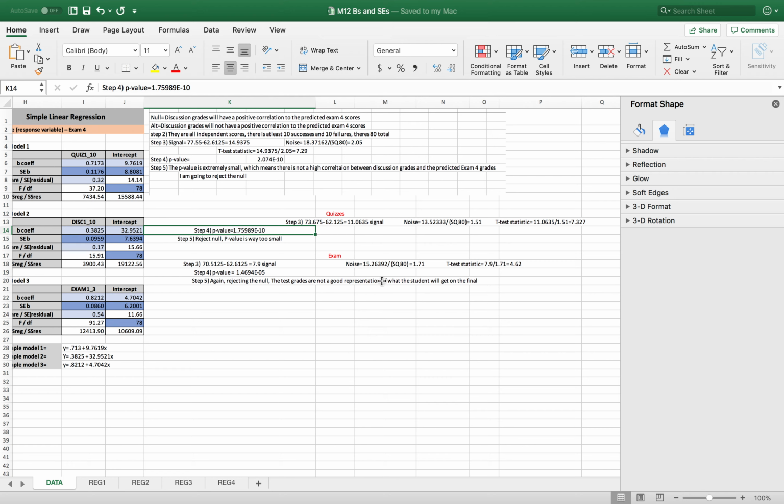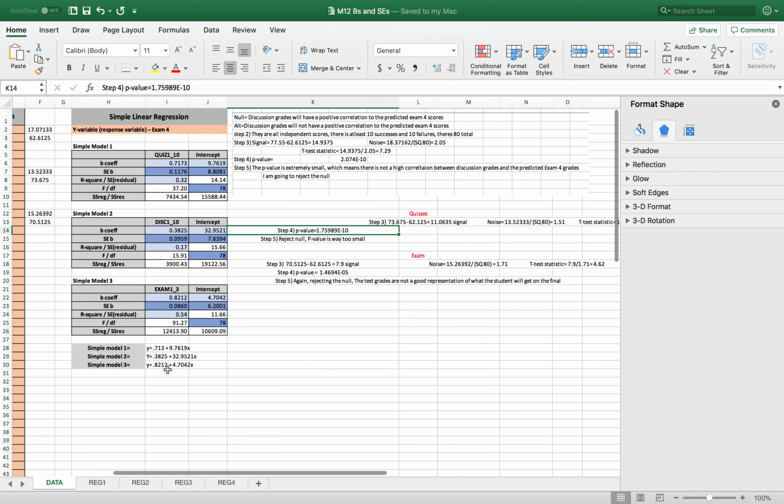So for exams, I did the exact same thing. I calculated my signal, my noise, and my t-test statistic, and then my p-value, which is also very small. So again, I'm rejecting the null. The test grades are not a good representation of what the student will get on the final, but as you can see, my p-value is quite bigger than the other two, so if I had to choose, I would choose exams as the one to look at, in my personal opinion.